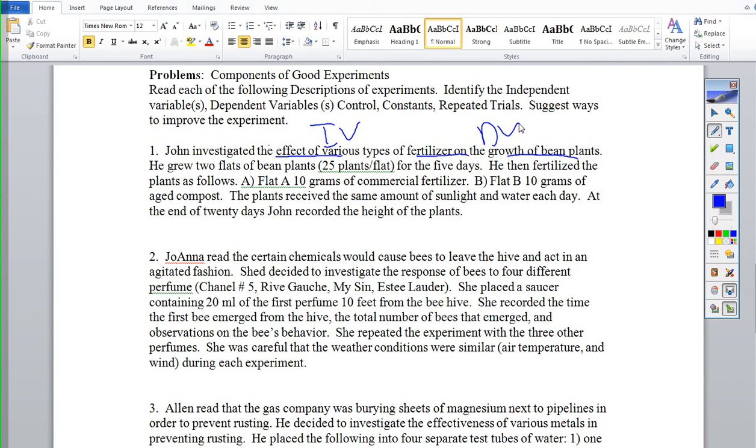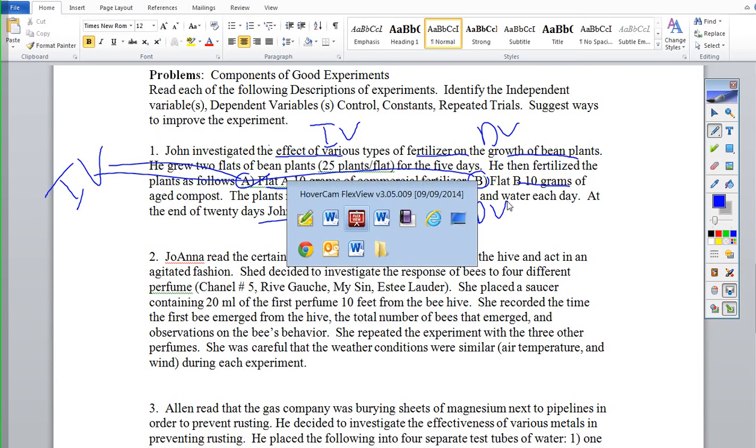All right? So right here, for 10 grams of this, 10 grams of that, these are both the IV. What did they do at the end of the experiment? What did he do at the end of the experiment? He recorded. This is your DV. Remember, these measurements, at the end, when they record, measure, time, mass, that's all usually the DV, the response to the IV. So this is just the same stuff.